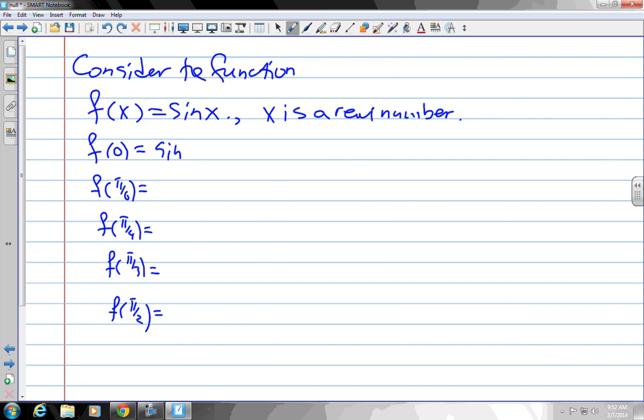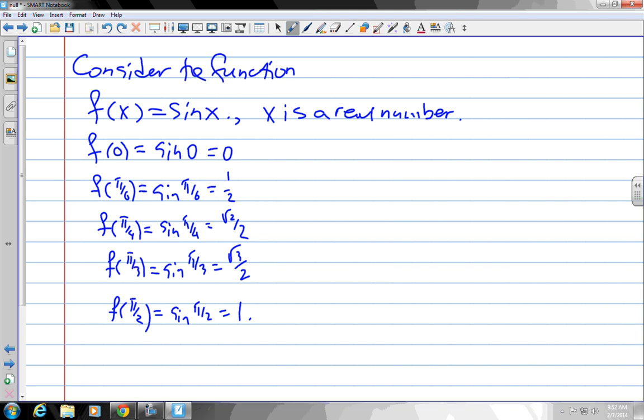This is just sine of 0. According to the unit circle, that's 0, right? I can compute sine of pi over 6. According to the unit circle, that's 1/2. Right? I mean, if you reference a unit circle, you'll get all those. Sine of pi over 4, that's square root of 2 over 2, if you look at your unit circle. Sine of pi over 3, that's square root of 3 over 2. And the sine of pi over 2, that's 1.